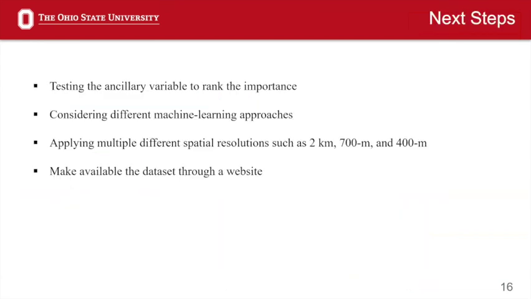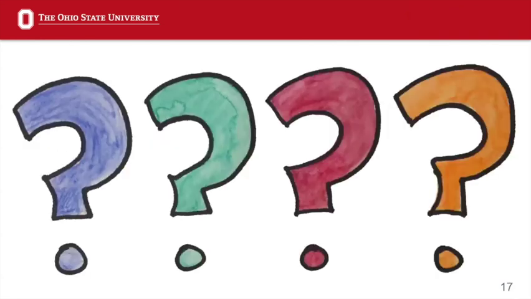And our next steps will be to test these ancillary variables to rank their importance and to consider different machine learning approaches. And I'll apply these machine learning approaches to different spatial resolutions. And the last step will be to make these data sets available through a website. That's all. Thank you.